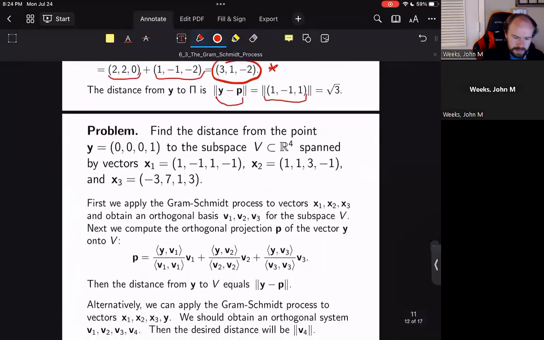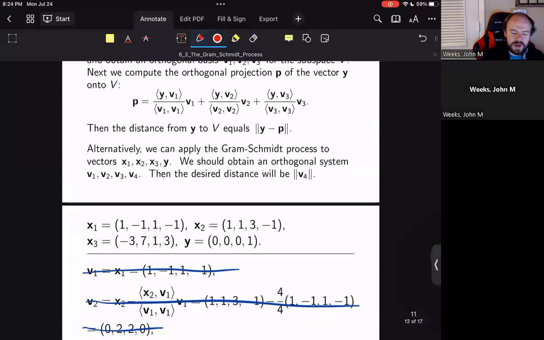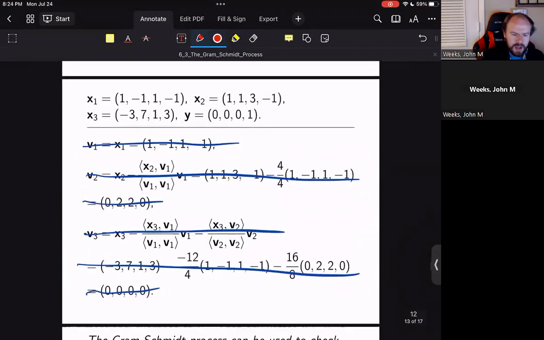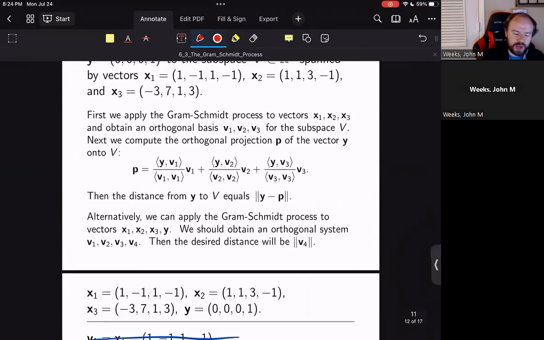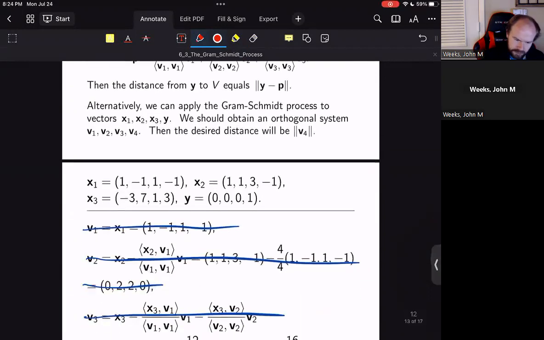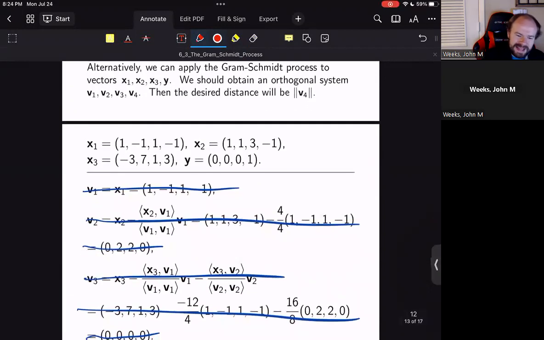So we could apply either one of those 2 processes. I think this one. We're going to start by just working with x1 through x3 and see how it goes from there. So let's take a look at what x1 is. Well, x1 is just going to be the vector itself. We don't have to orthogonalize in any way.